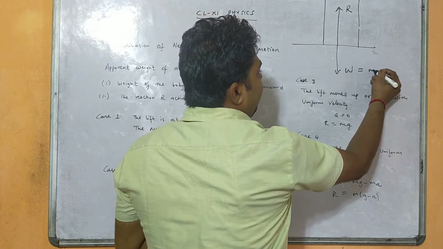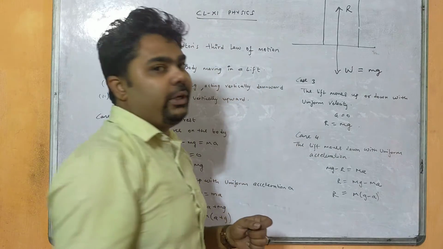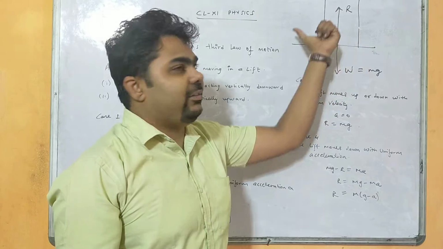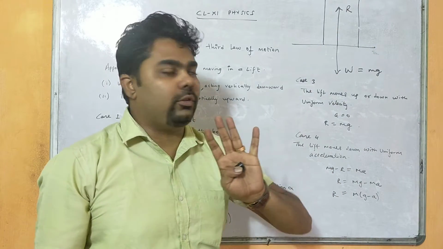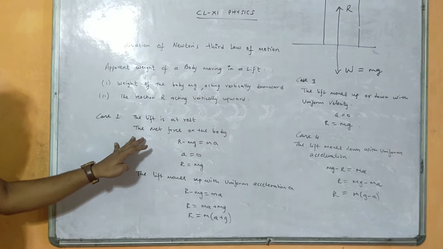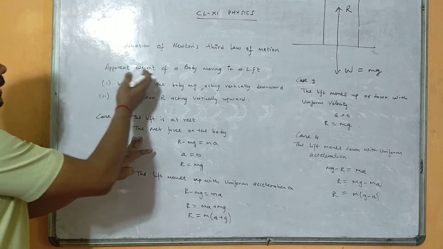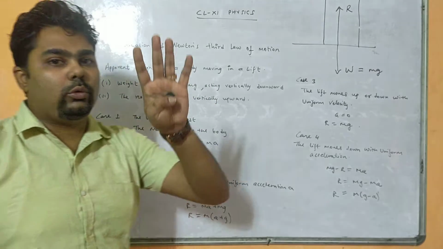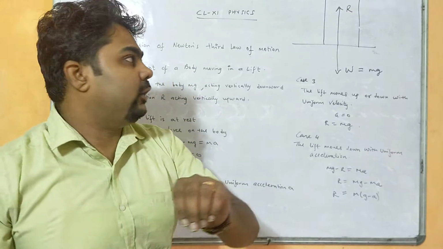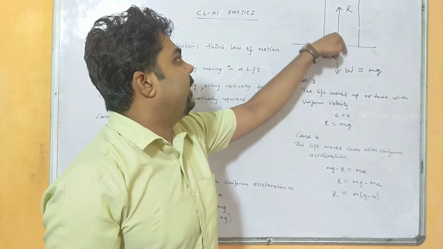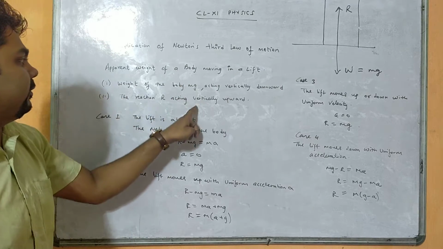This weight is given by mg, right? Weight equals mass into acceleration due to gravity. So when the lift is stationary, the net force is 0. This is the first condition which I have taken. Here I have said: what is the apparent weight of a body moving in a lift? Two types of forces will be acting on that object. First, your weight will act in the downward direction, and the reaction force will act in the upward direction. These are the 2 forces, right?